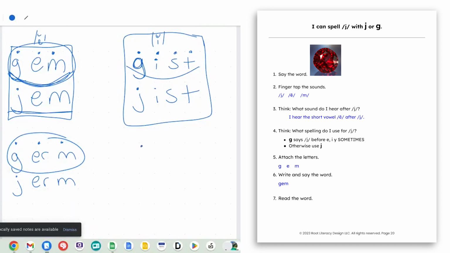The next word is gel. We want to think, what sound do I hear right after the J? And it's this short E sound. So it's J-E-L. Or if they're unsure, you can have them try J-E-L. And with cognitive spelling, they should be able to figure out that it's G-E-L.